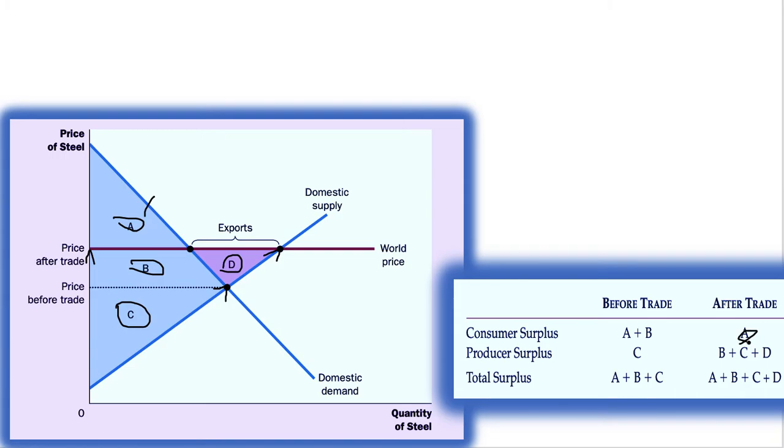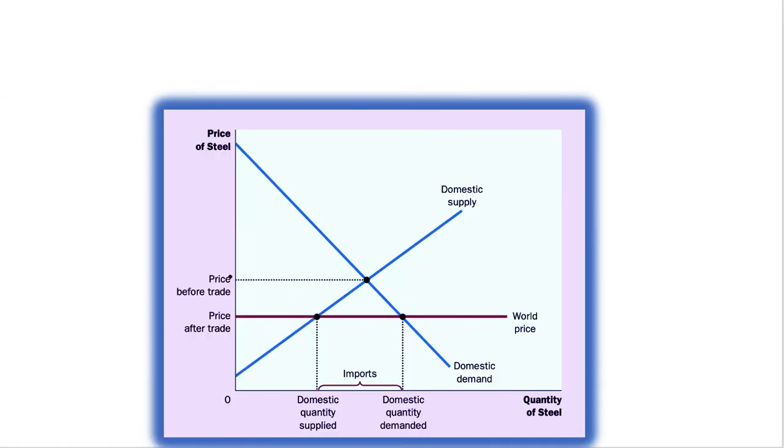If producer surplus is C only, after trade it became B, C, D. But when we calculate the total surplus, we include D, which was not possible before trade. Now we can include D in our total surplus, which is included in the producer surplus.